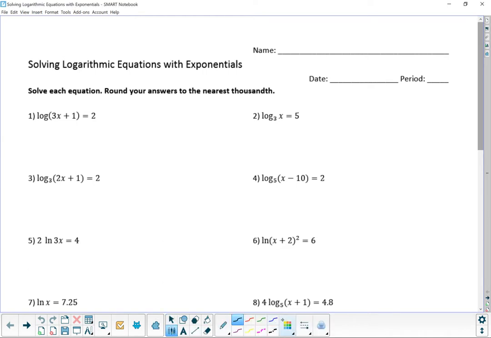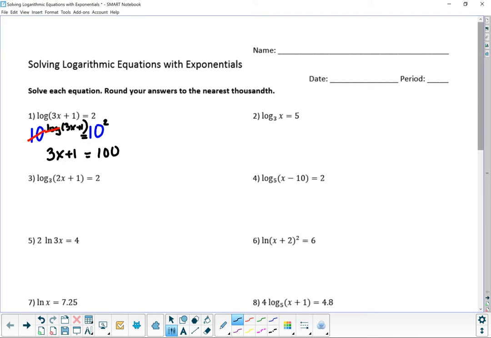All right, so this is log base 10, and to use what we learned today, we're going to exponentiate, or make this base 10, on both sides. Then we're going to have 10 to the log base 10 of 3x plus 1, and that's going to equal 10 to the log base 10 of 2, right? So that's going to allow you to cancel all of that, and you're just going to be left with 3x plus 1 equals 10 squared, or 100.